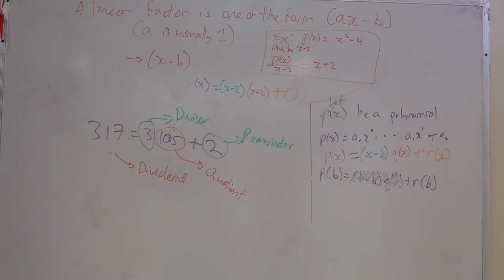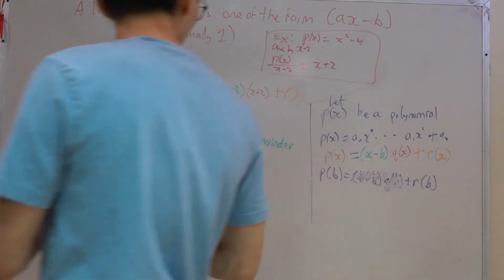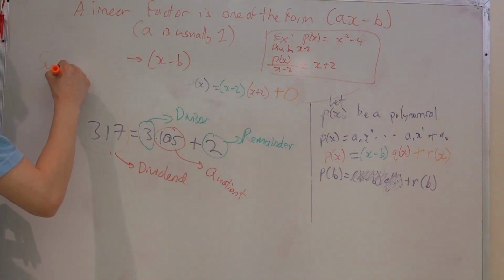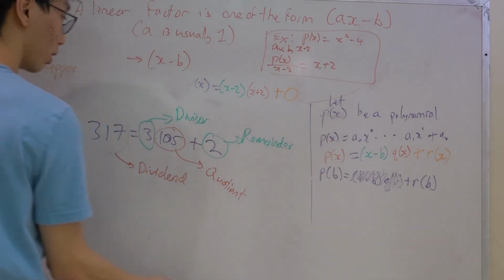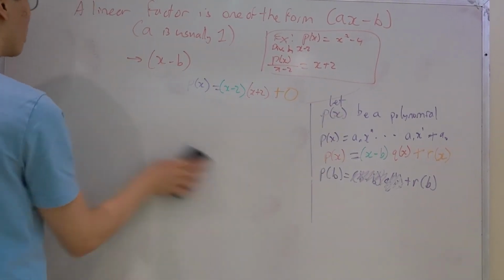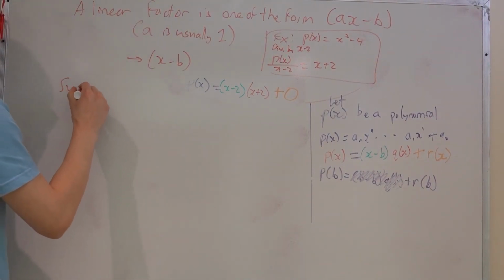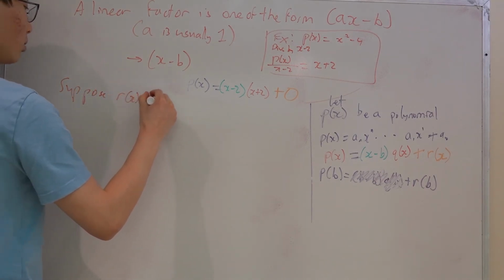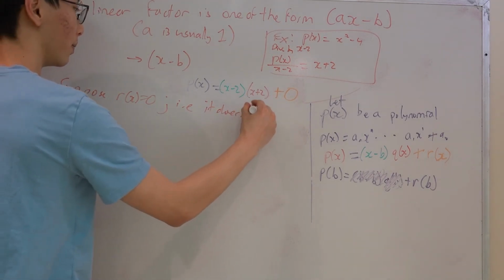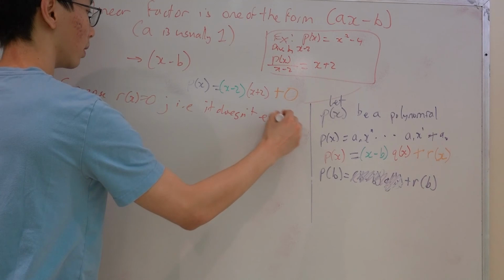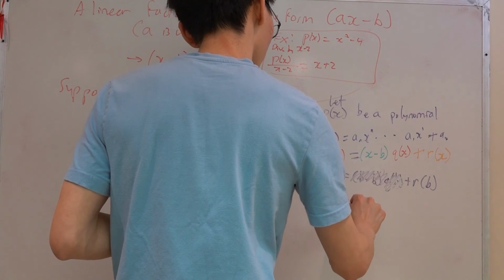Well, suppose r of b is equal to 0. So let me just write that here. Actually, let's get rid of this because I think I've made pretty clear now what this whole thing is. So suppose that r of b is equal to 0, or just in general, r is equal to 0. Suppose r of x equals 0. In other words, it doesn't exist, like in our example up here. Well, then something incredible happens, because then we get p of b equals 0.